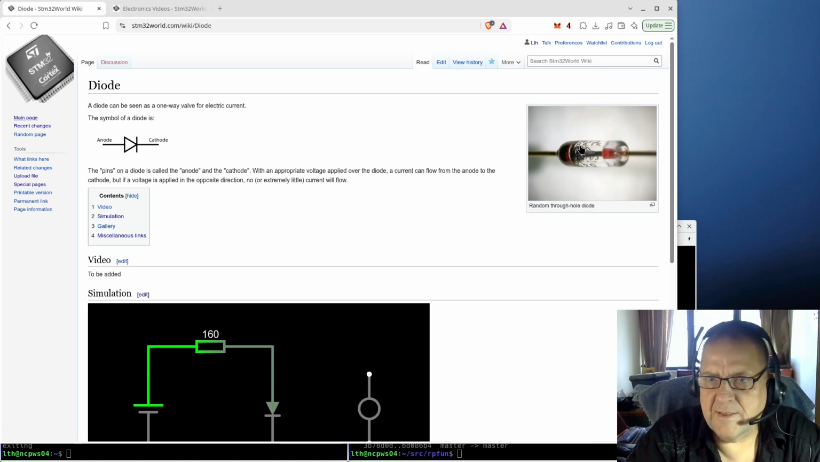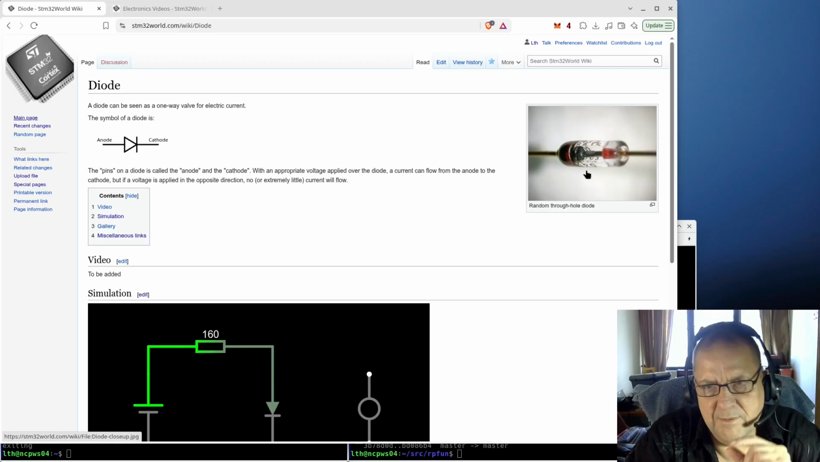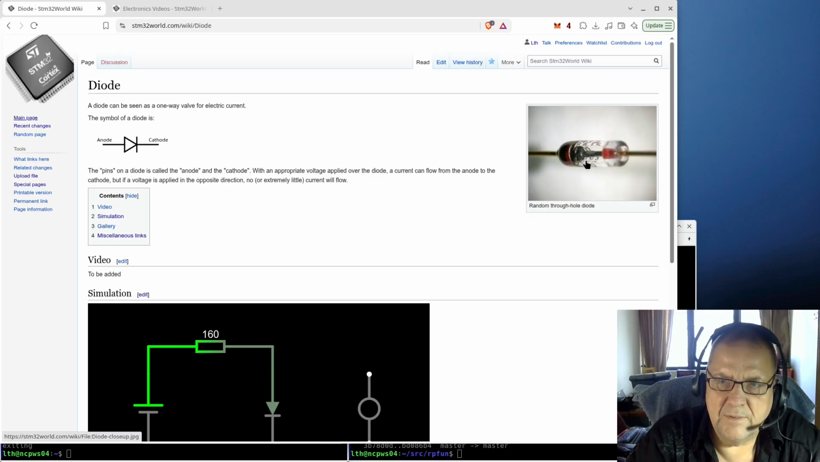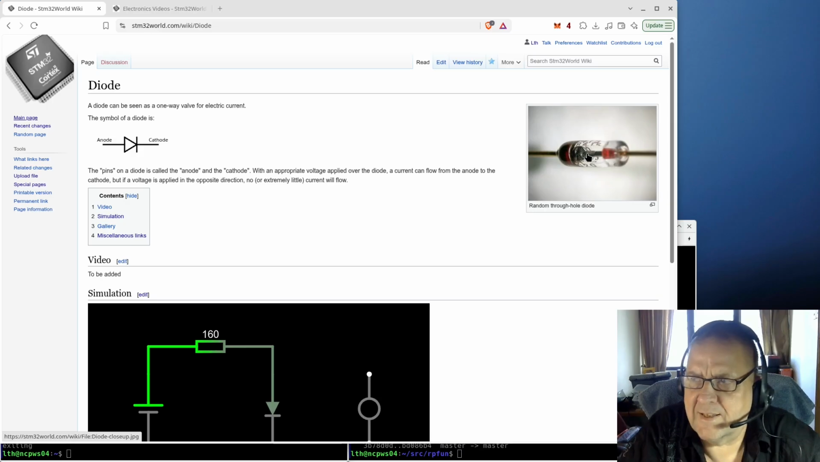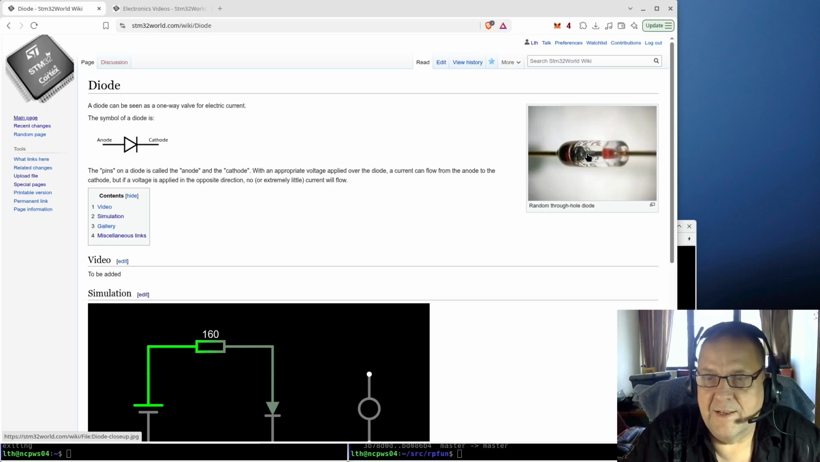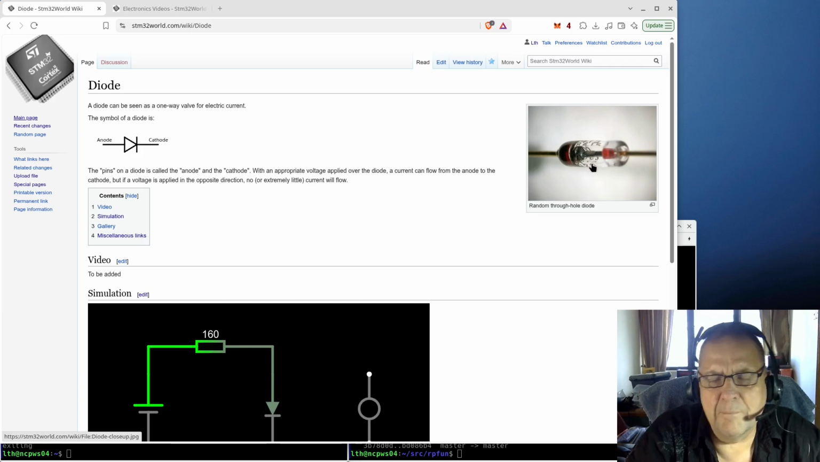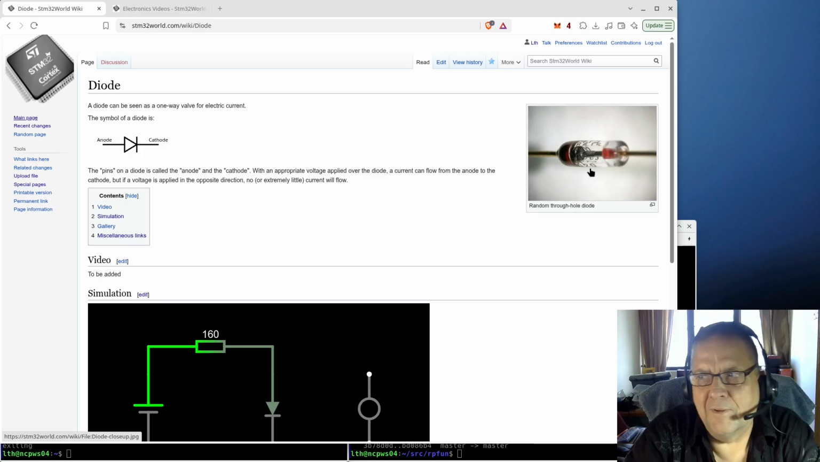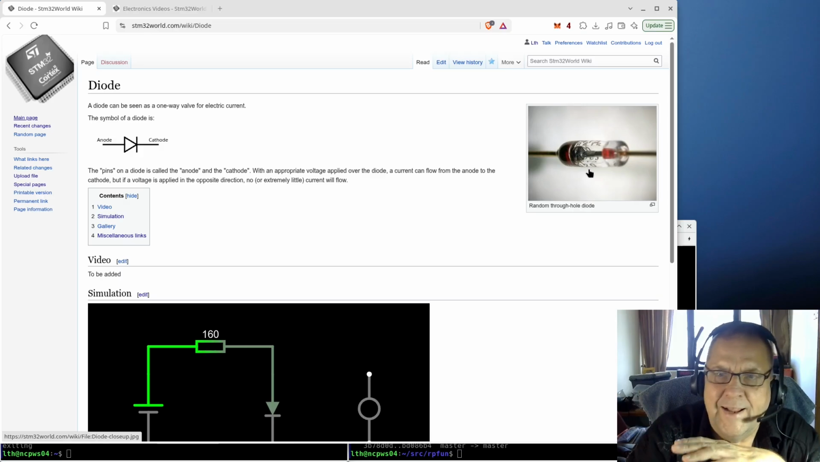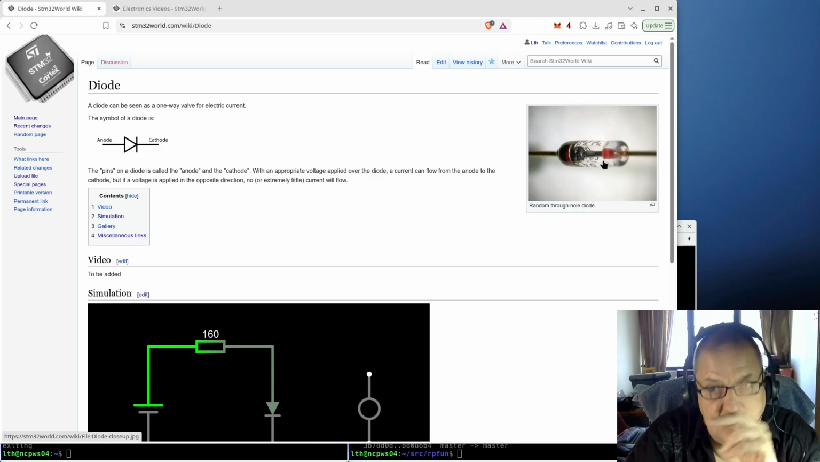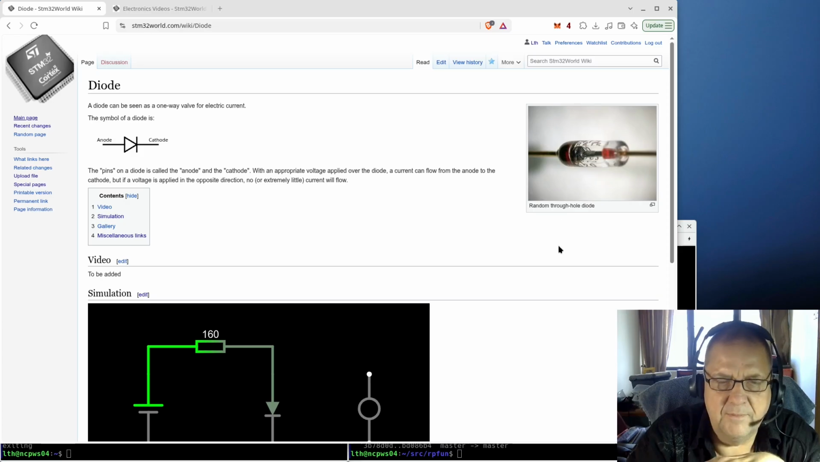Back in the olden days, a diode looked like that. It was typically a little glass thingy, while these days it's encapsulated in plastic, or it's actually an SMD component. This one, I don't actually know what it is. I don't think I can read it, but it might be one of the old diodes called 1N4148. I don't know if that is the case, but it could very well be.